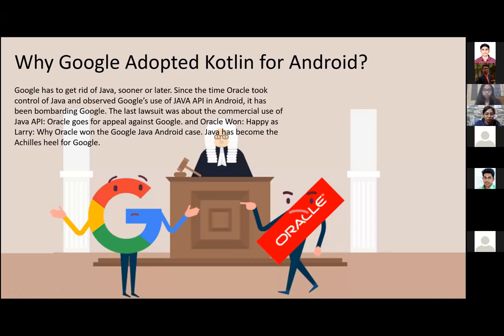So Android is a platform, an operating system owned by Google, and Java is a language developed and owned by Oracle. So Oracle started monitoring the things being used by Google for their application. So it became a dispute between those two companies, and they went to court and finally, Oracle won the case. So as a result, Google preferred using Kotlin.